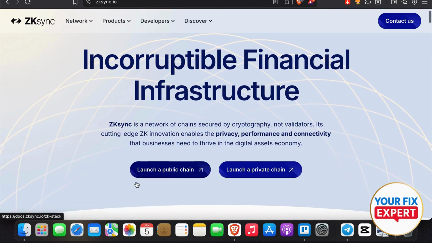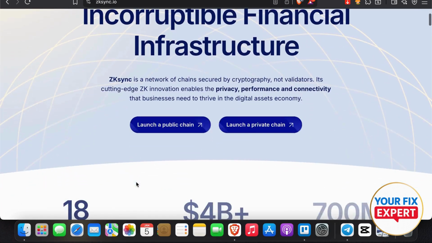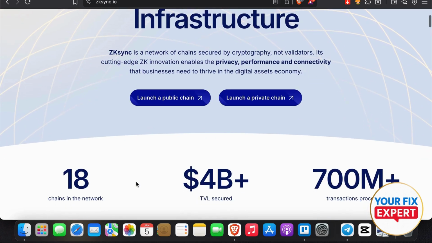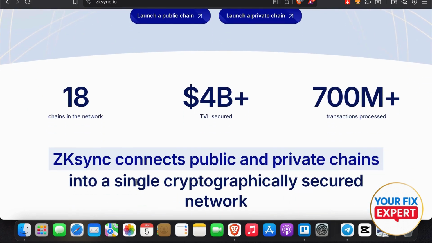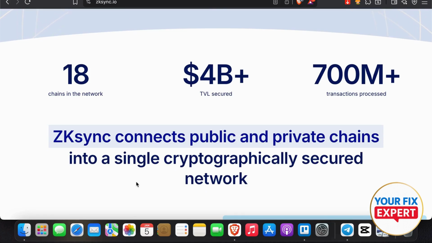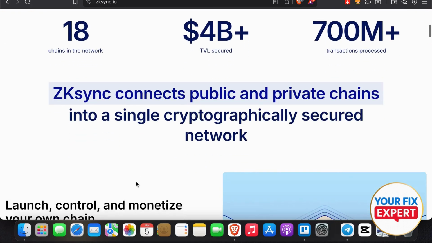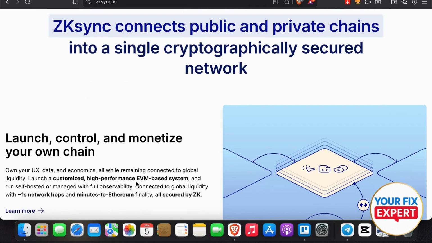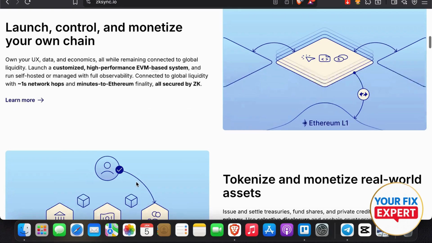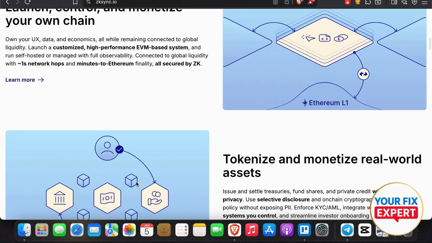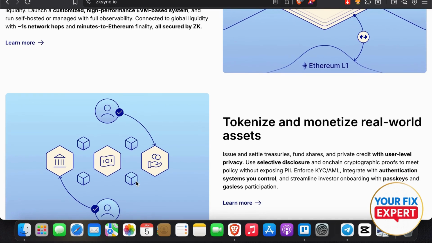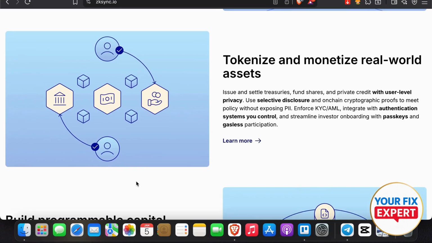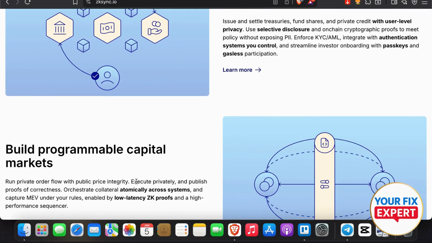ZkSync is a layer 2 scaling solution for Ethereum that makes transactions faster and cheaper by using a powerful cryptographic technique called zero-knowledge rollups, or ZK rollups. It functions like an express lane for the busy Ethereum highway, processing many transactions off the main road to reduce congestion and fees.